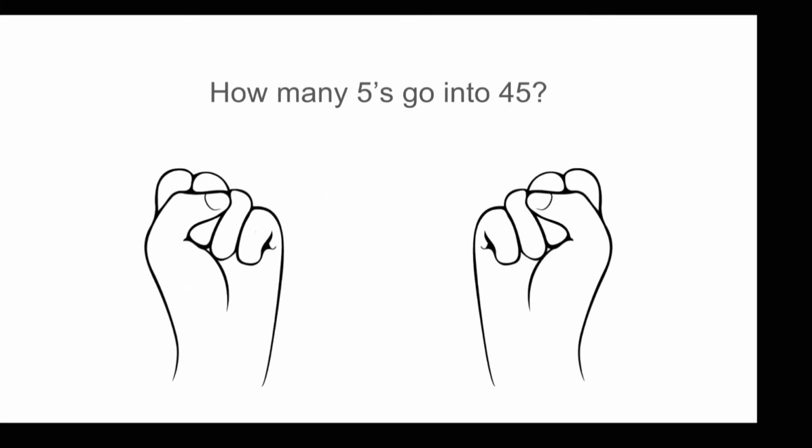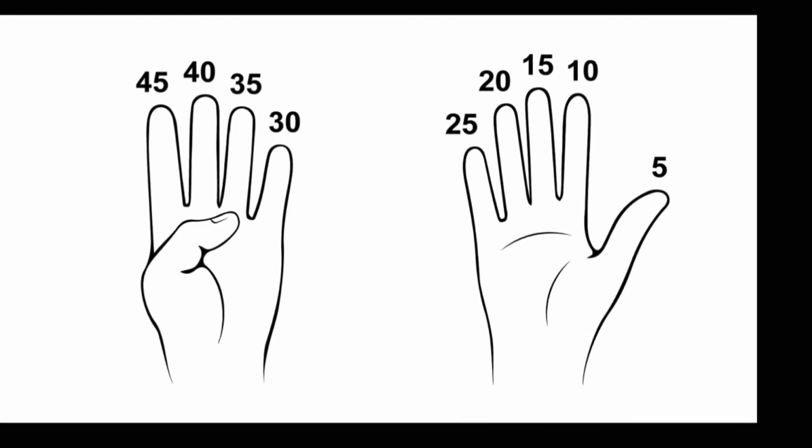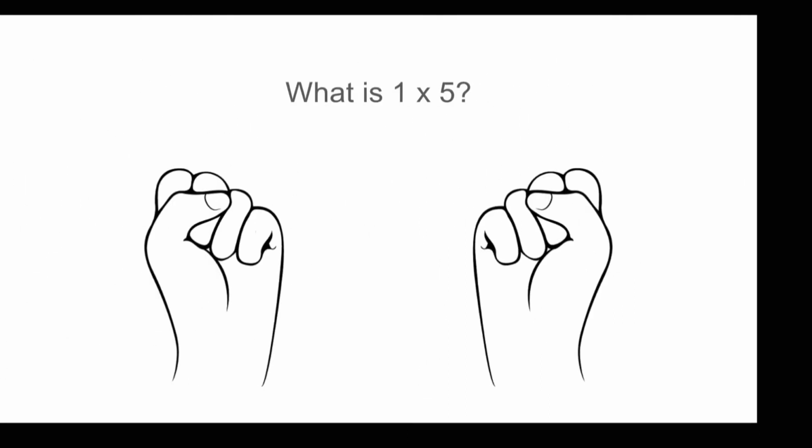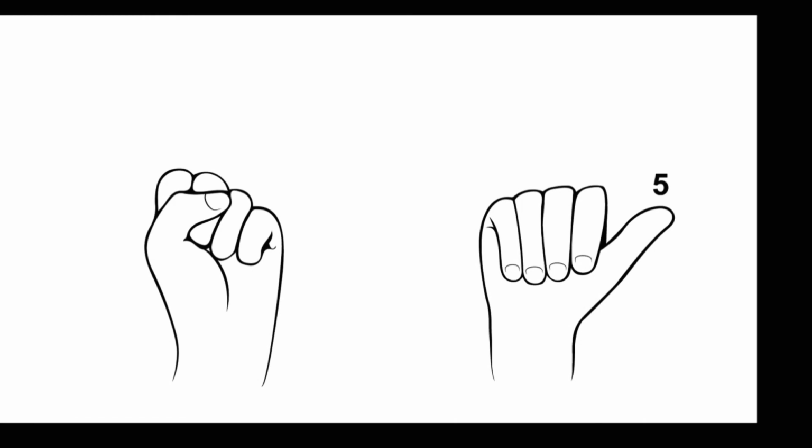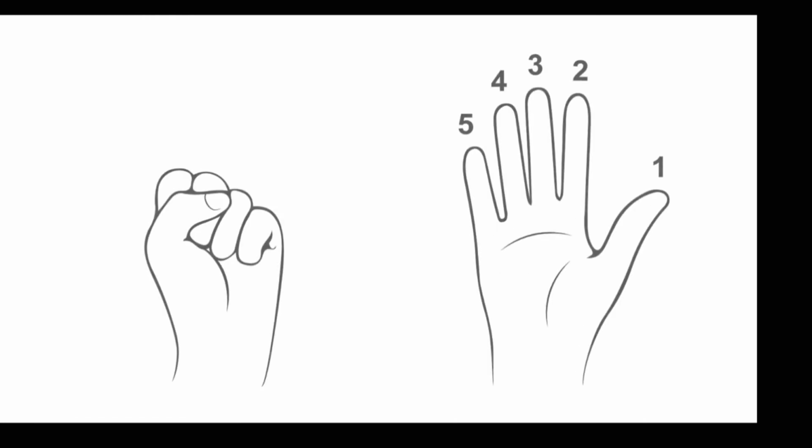How many 5s go into 45? She is counting by 5s up to 45 or 9 fingers. What is 1 times 5? She is counting by 5s up to 1 finger or counting by 1s up to 5 fingers. Make up some more problems on your own and remember to practice during free moments throughout your day.